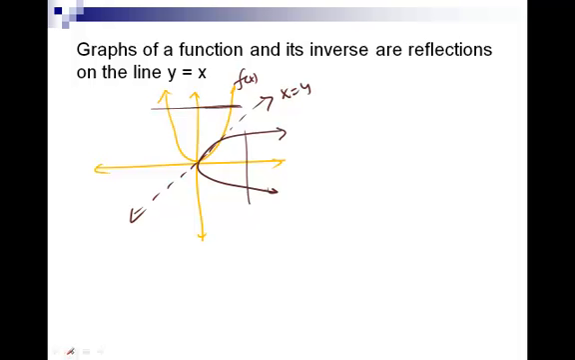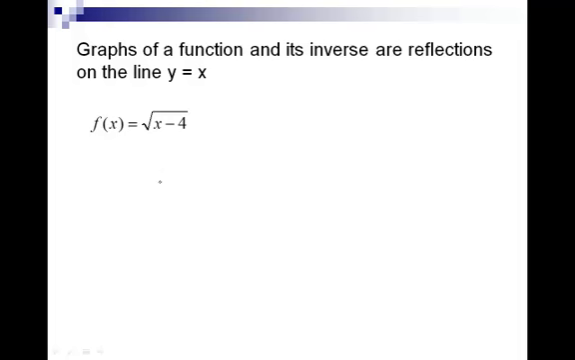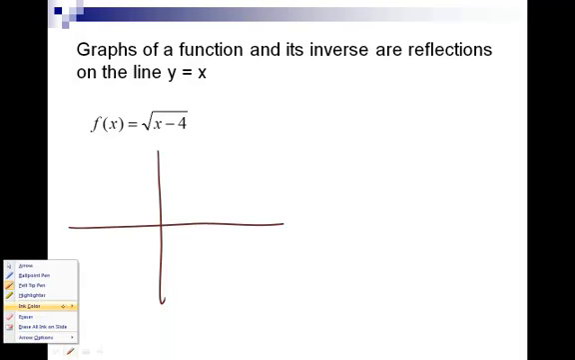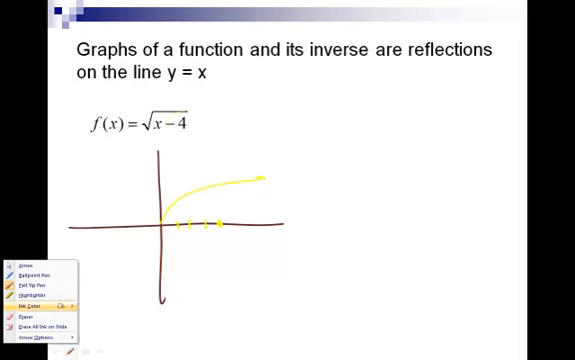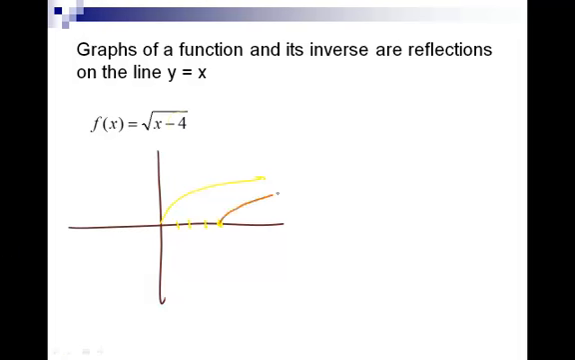So let's take a look at this function, the square root of x minus 4. We should know that when we graph this, I'm going to do a parent function real quick. This would be the square root of x. When I do minus 4 inside, that means I'm going to the right 4. So 1, 2, 3, 4. This would be my function for f of x. Okay? Now, what would f inverse of x be?